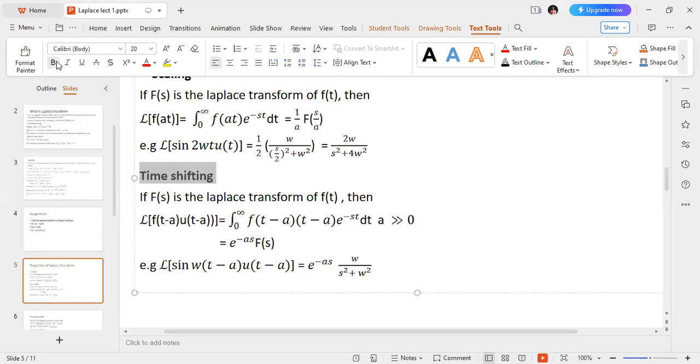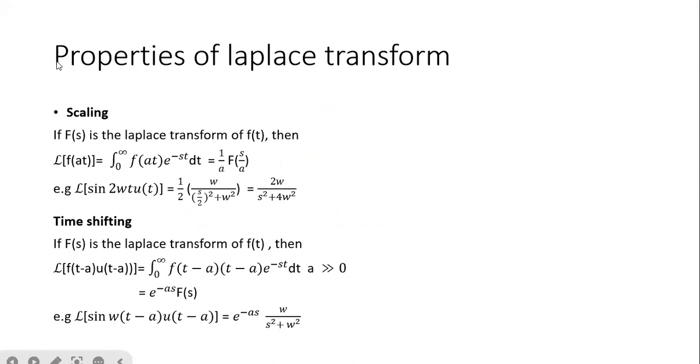Okay, so we have looked at what we call the time scaling. Now let us look at time shifting. What if we look at the time shifting property? This is also another property of the Laplace transform. So we said if F of x is the Laplace transform of f of t, then when we time shift.